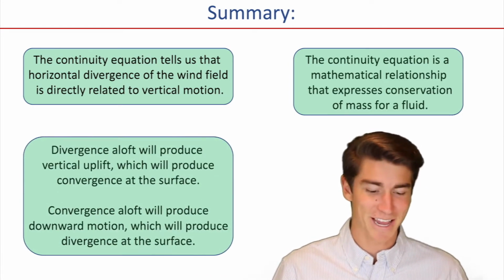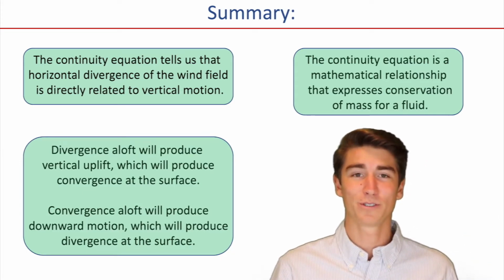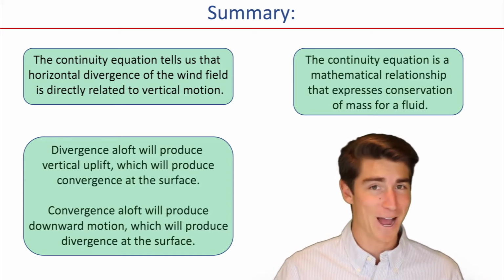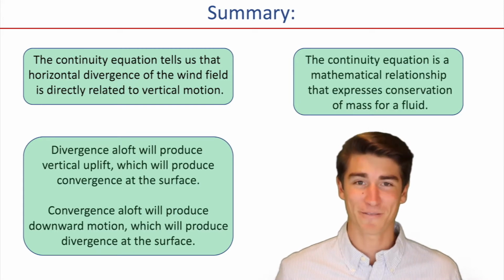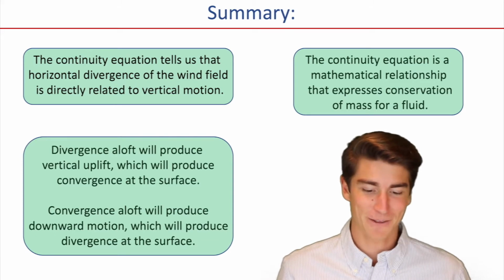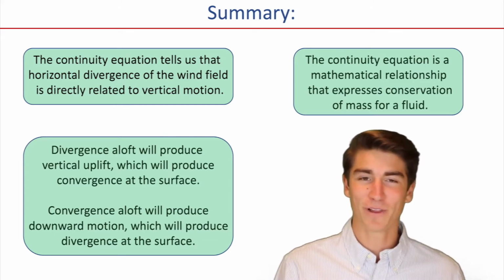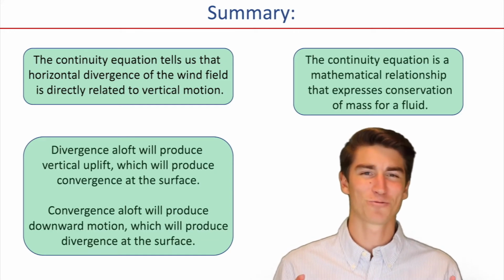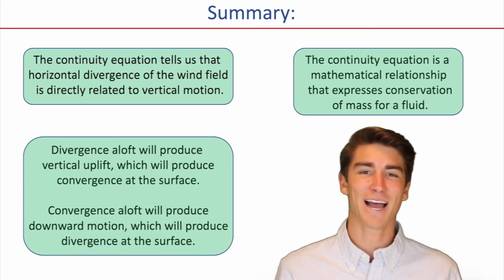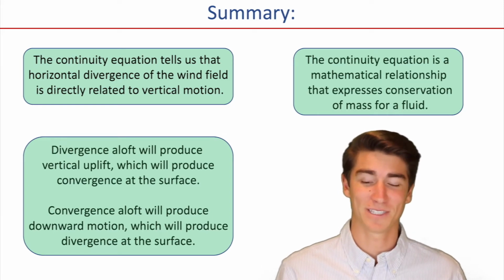Last but not least, divergence aloft will produce vertical uplift, which will produce convergence at the surface. Convergence aloft will produce downward motion, which will produce divergence at the surface. If this didn't make a lot of sense the first time, watch it again, go through the PowerPoint on your own, and hopefully it can start to make sense, because this is a really important idea to understand that explains basically all the exciting weather that happens in meteorology.